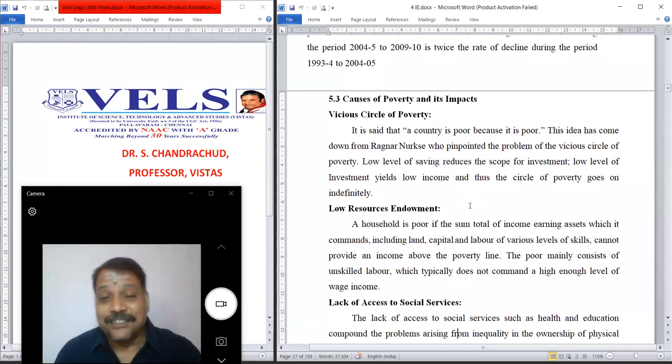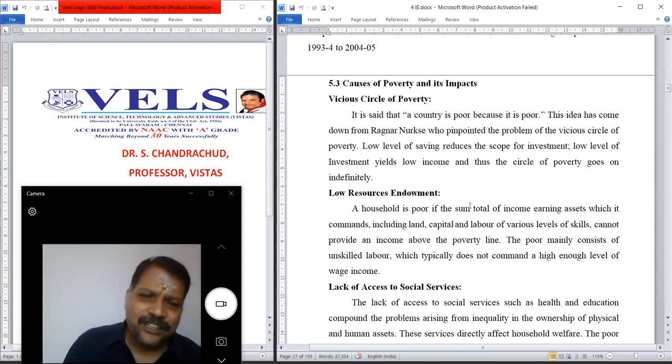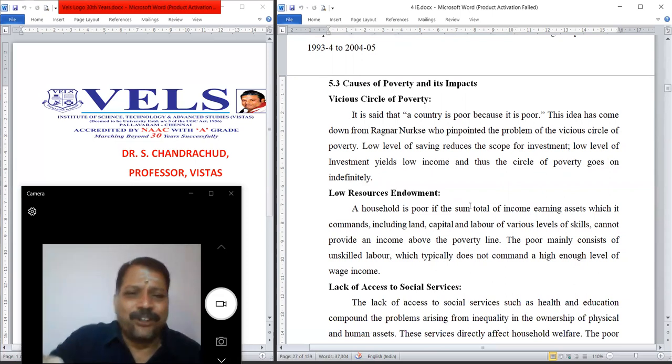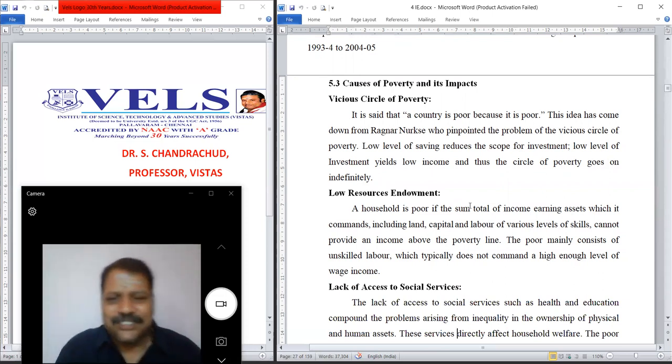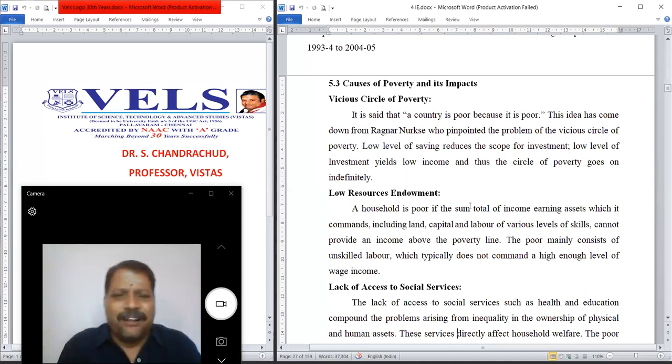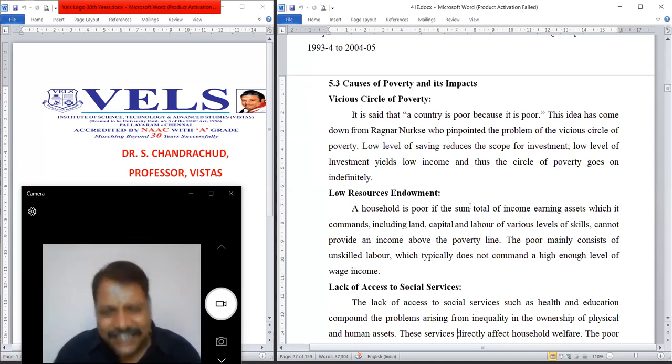The second cause for poverty is low resource endowment. A household is poor if the sum total of its income-earning assets, I may say the total income earned in that particular month, including all factors of production like land, capital, and labor, depends on the skill, and cannot provide an income above the poverty line. The poor mainly consist of unskilled labor, which typically does not command a high enough level of wage. They can't demand more wage because they are unskilled.